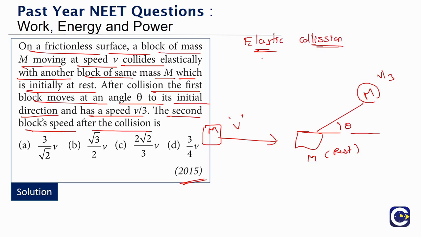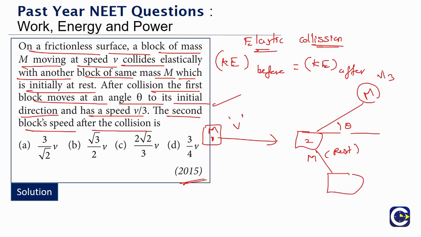elastic collision. Elastic collision means what? The kinetic energy of the particles before the collision will be equal to the kinetic energy of the particles after the collision. So before the collision, what is the total kinetic energy? Let us number them, first and second. The second might go in some direction. Let us not even bother about which direction it goes after the collision. With some velocity, we'll call it v dash.